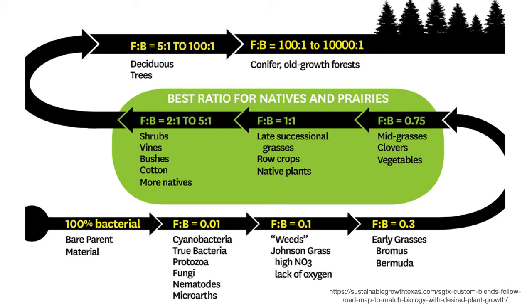When we get to a fungal bacteria ratio of 1 to 1, so your late successional grasses, your row crops, native plants, and when we get over that 1 to 1, this is when we start seeing shrubs and bushes kicking in, and 5 to 1 to 10 to 1, your deciduous trees. And when we get into the 100 to 1 and over, that's when we start getting into the conifers and those types of trees.